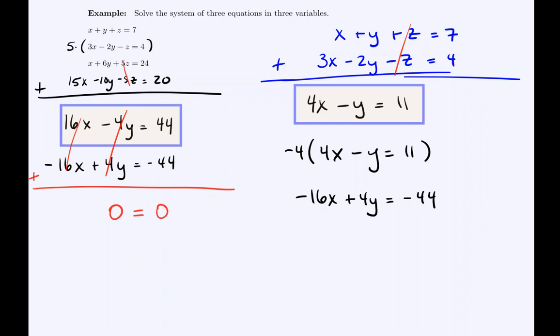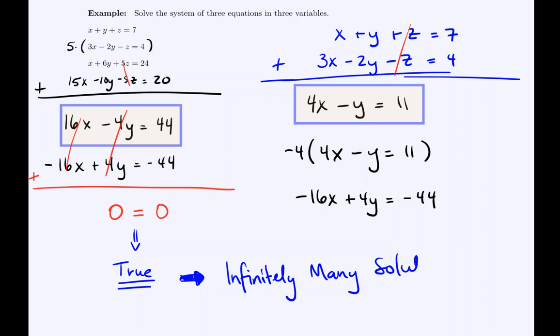Now 0 equals 0 is a true statement. So since we were solving the system of equations, we did everything correct, but we got down to a true statement of any type: 0 equals 0, 2 equals 2, anything that's true. That tells us that there are infinitely many solutions. So all our three planes intersect somewhere along the path of a line. So we would say infinitely many solutions is our answer.